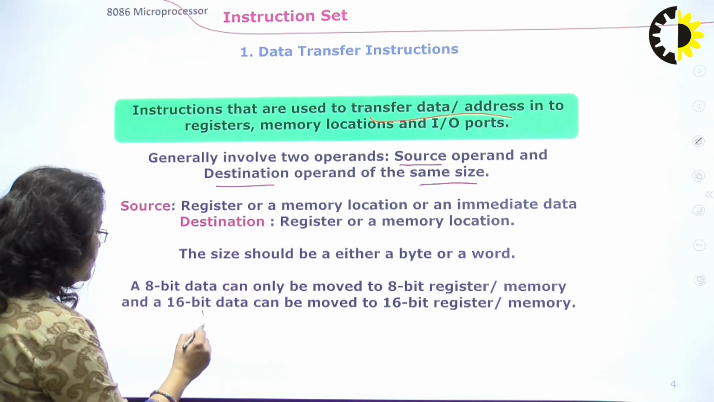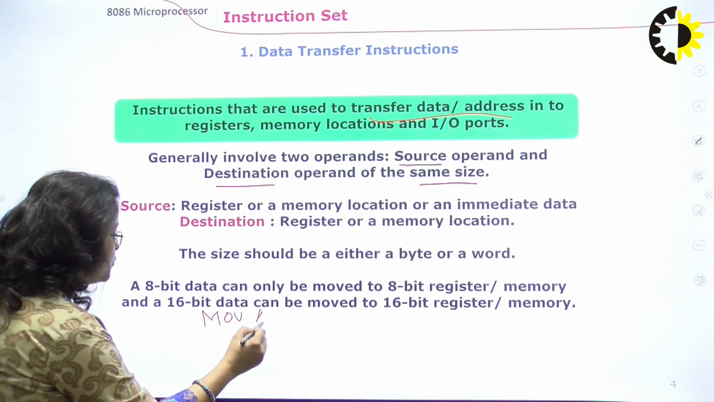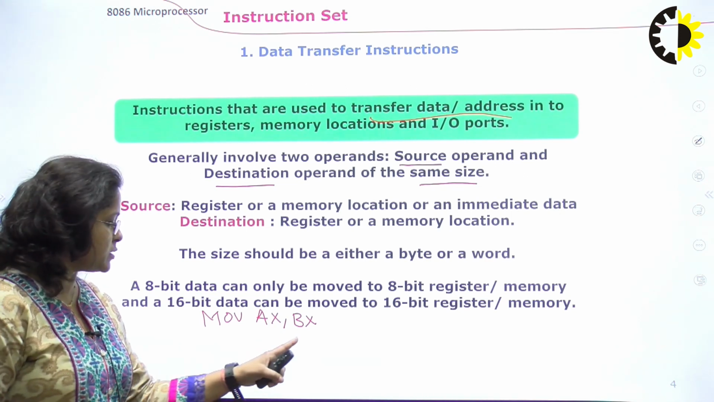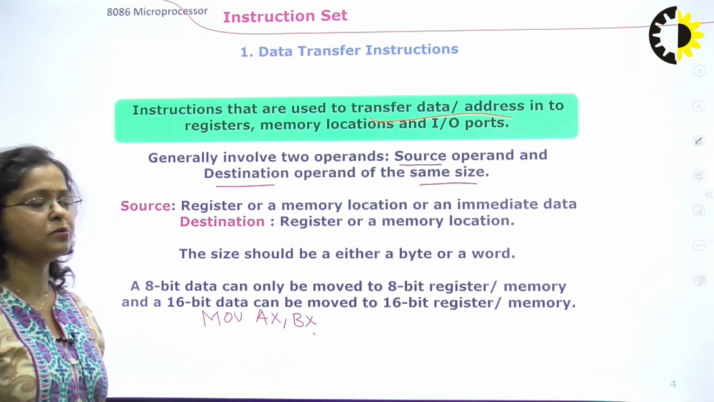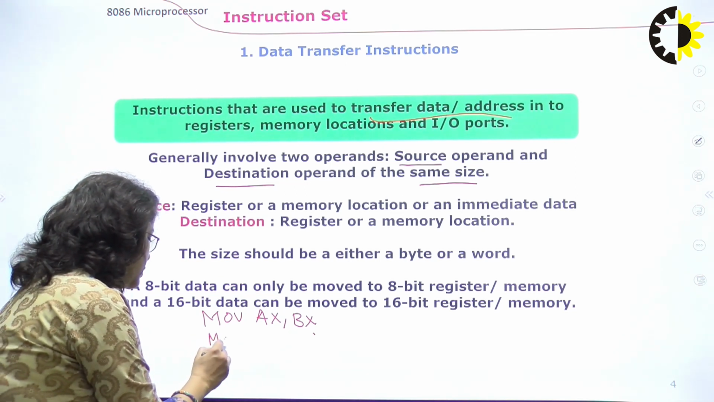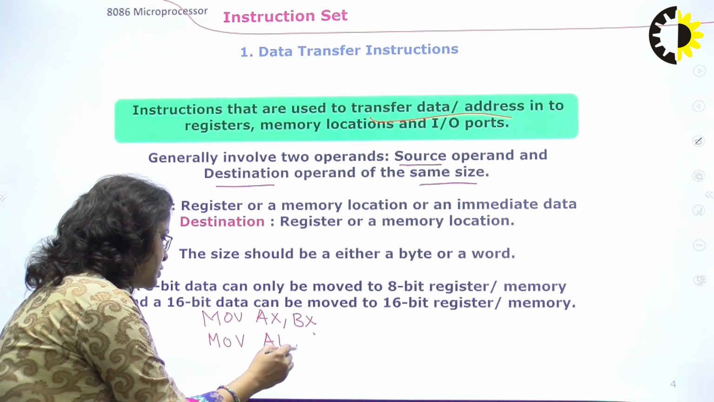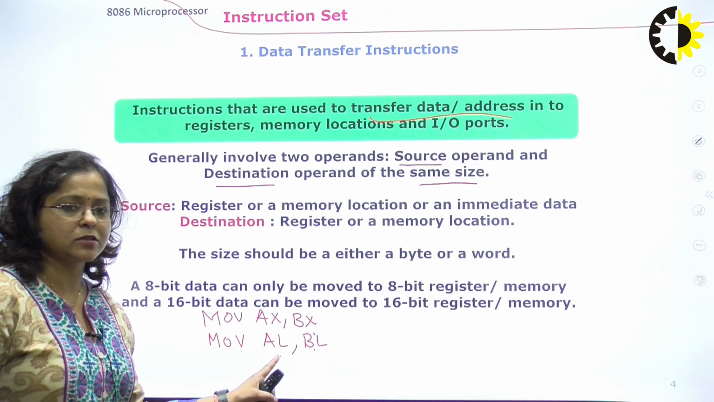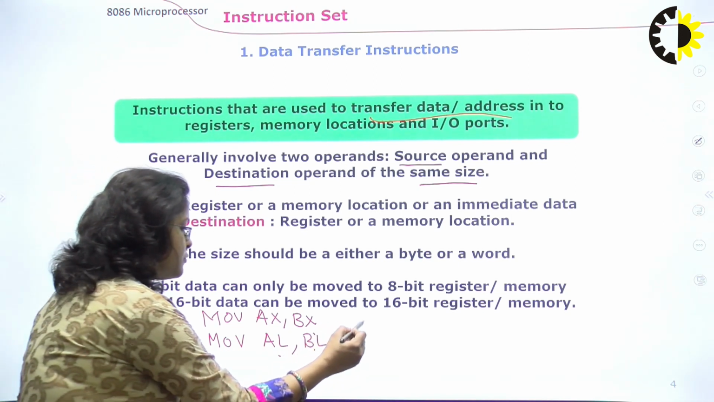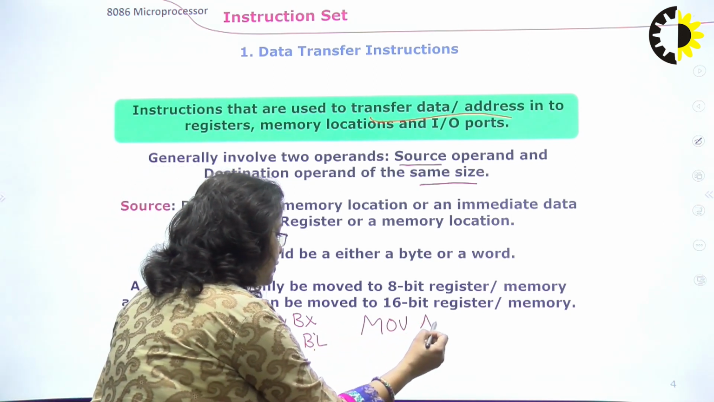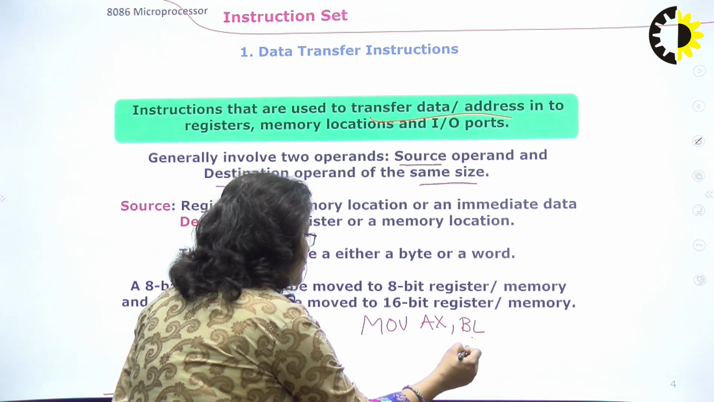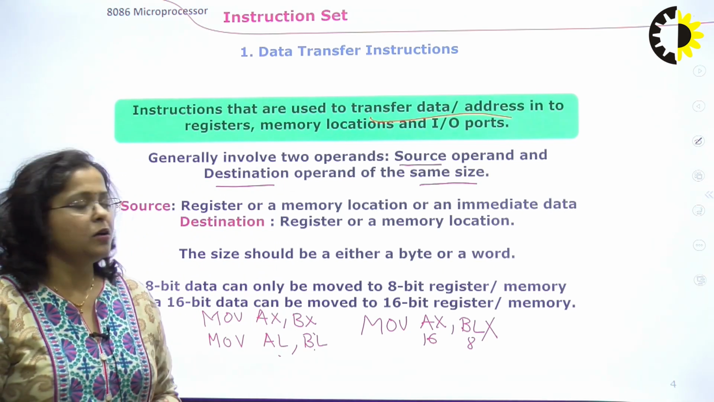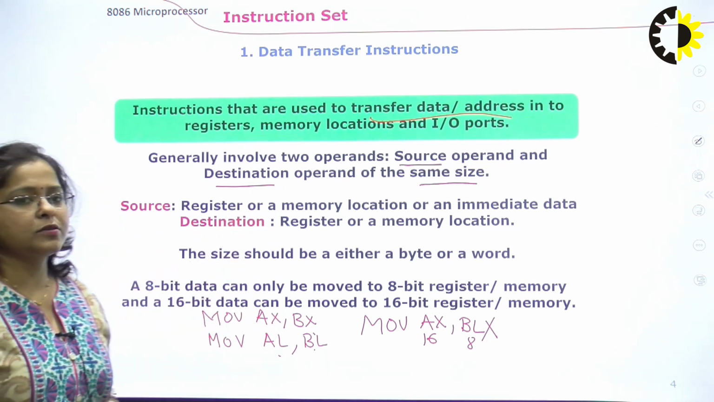For example, if we write MOV AX, BX, both are 16-bit registers and it copies the 16-bit data from the BX register to the AX register. Similarly, for a byte operation, MOV AL, BL copies 8-bit data from the BL register to the AL register. Whereas if we write MOV AX, BL, it is 16-bit and 8-bit, so this operation is not possible and it gives an error. Both operands must be of the same size.